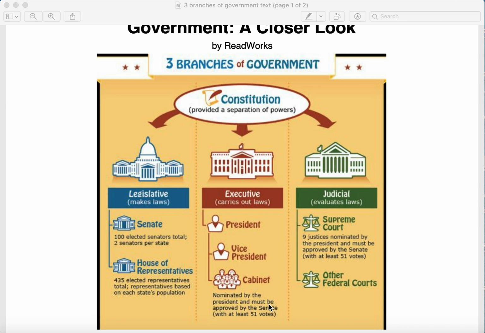The legislative branch, made up of the Senate and House of Representatives, thus why it's called bicameral or of two houses, makes the laws. The executive branch, the President, the Vice President, and the President's Cabinet, carry out the laws. The judicial branch, made up of the Supreme Court and all other courts, evaluate or interpret the laws.